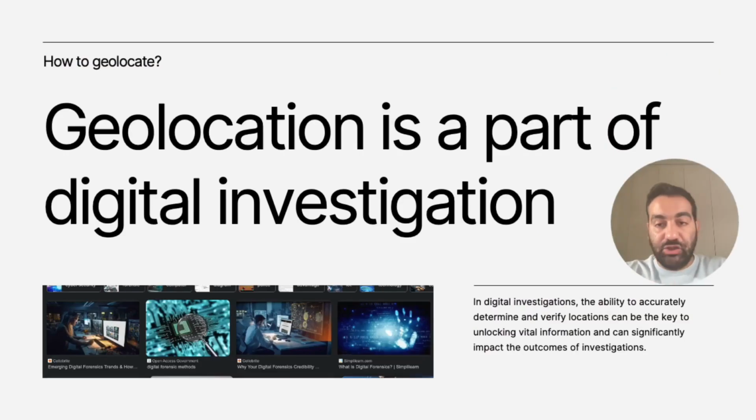In digital investigations, the ability to determine and verify locations can be the key to unlocking vital information and can significantly impact the outcomes of investigations. Whether it's validating the origin of social media posts, uncovering the movement patterns of individuals, or assessing the impact of environmental damage, geolocation provides the geographic context necessary to comprehensive analysis and decision making. Okay, but how to geolocate?